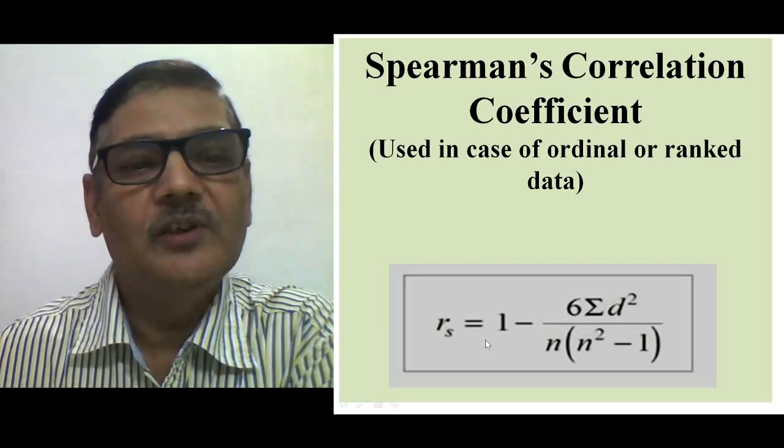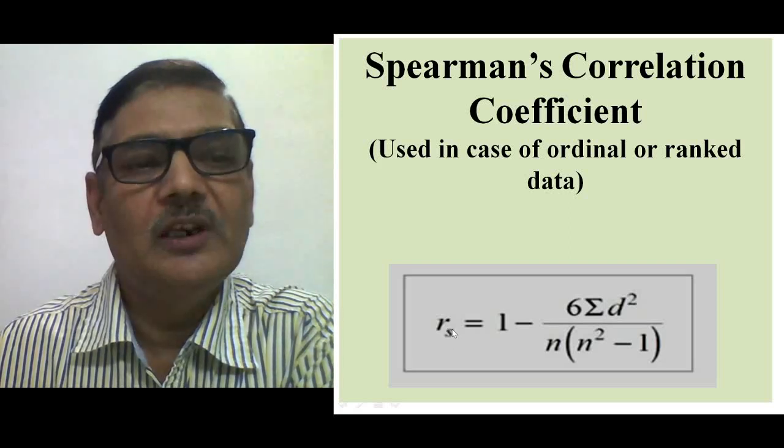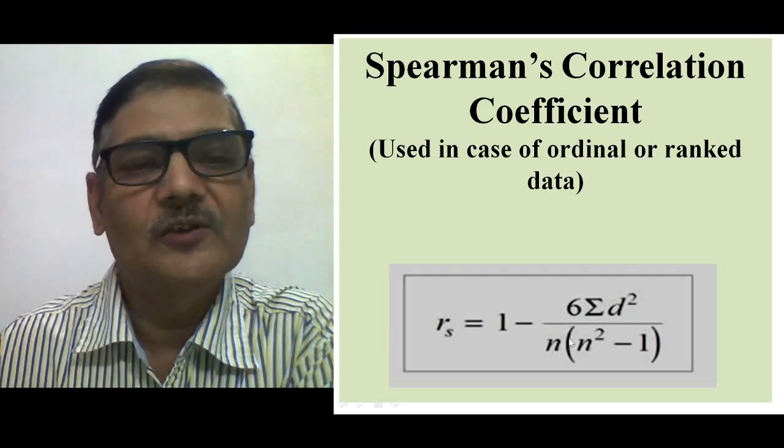And the formula which is used is quite simple to remember. It is R s. The small s is written over here to make it clear that it is Spearman's correlation coefficient. So R is equal to 1 minus 6 into the sum of d square, divided by n, that is the number of total cases, into n square minus 1.